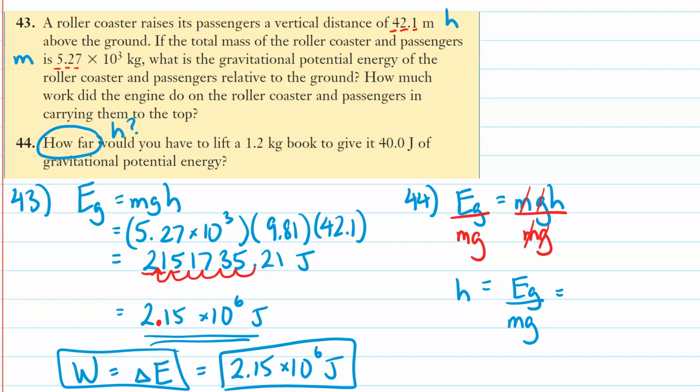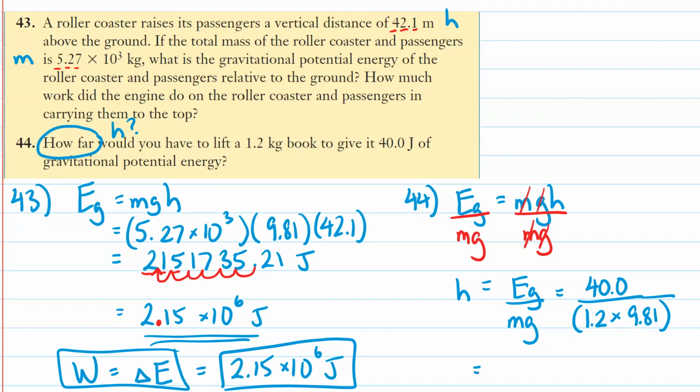We plug in the numbers. 40.0 joules is our gravitational potential energy. The mass of the book is 1.2 kilograms. We are on the planet Earth, so 9.81 meters per second squared is the gravitational acceleration, or little g. When plugging this in your calculator, make sure to have 40 divided by the product of 1.2 times 9.81. So maybe this will be easier to see, but you want 1.2 times 9.81 on the bottom, and you want to put brackets around that if you're plugging it into the calculator.